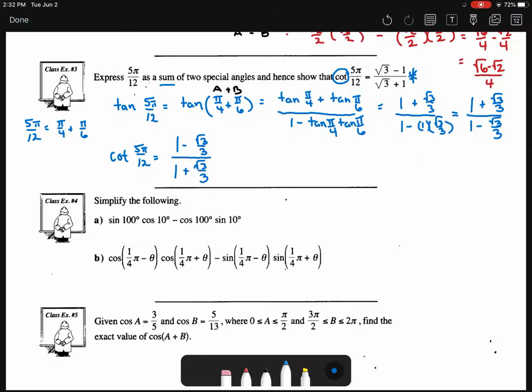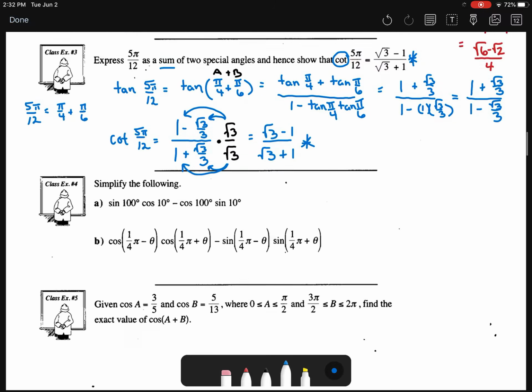Okay, at this point I need to rationalize because I have root 3's, especially in the denominator. So what I do is multiply both the numerator and the denominator by the square root of 3. When I do that, what I end up with is the root of 3 minus 1 all over the root of 3 plus 1. Remember, what you're doing is multiplying this root 3 by each of these expressions in the numerator and denominator, and I got exactly what I said I should get at the top of the page, root 3 minus 1 all over root 3 plus 1.